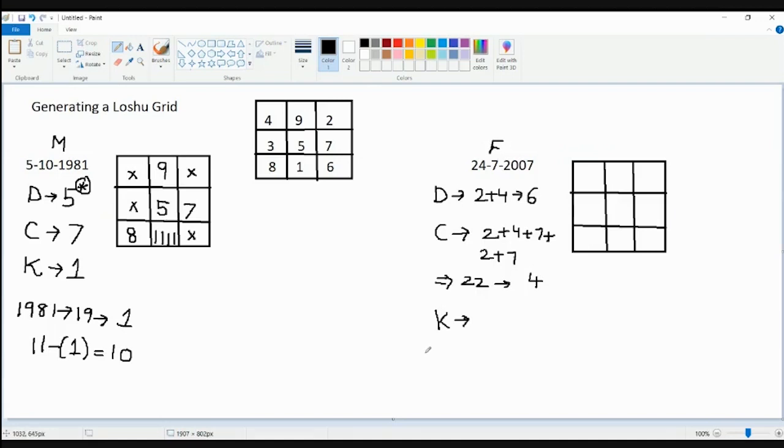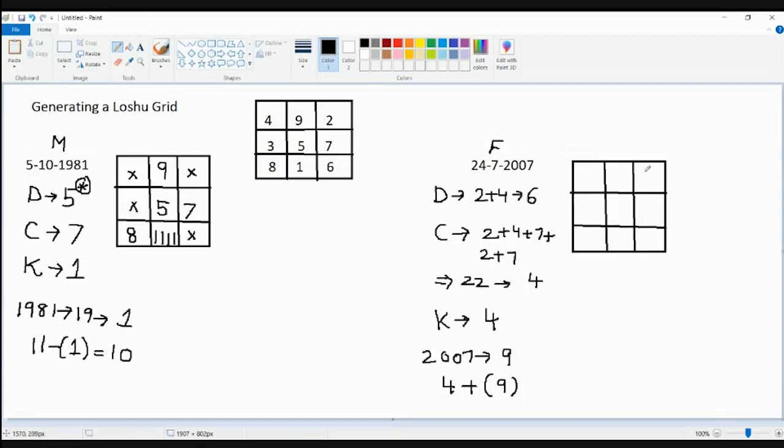Now the Kua number is what? You have to reduce the year of birth to single digit. So 2007, when you reduce to single digit, comes out to be 4. And for females, what is the formula for the Kua number? You have to add 4 to the number which you obtain from the year of birth reduced to single digit. So this is 4 plus 9, 13. Again reduce it to single digit. Kua comes out to be 4.